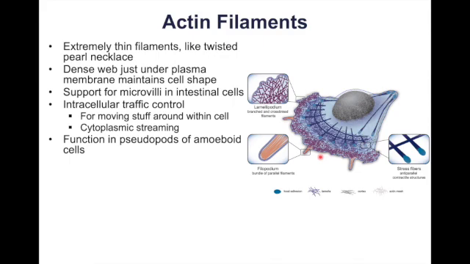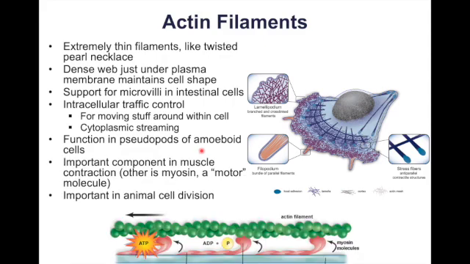Again, moving stuff around in the cell. If you were like an amoeba, those blob organisms that can move around, they call that cytoplasmic streaming. They have pseudopods, fake legs that squish out from one side and then surround something. That's accomplished with the actin filaments.